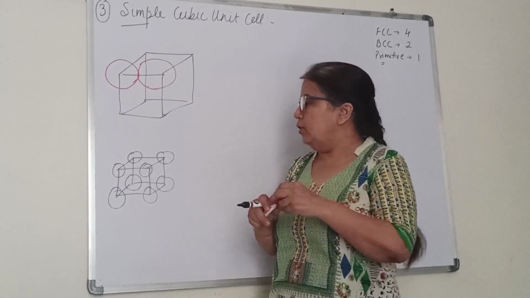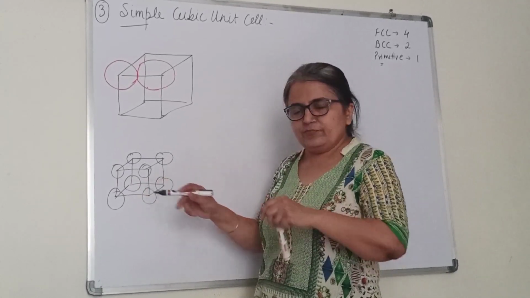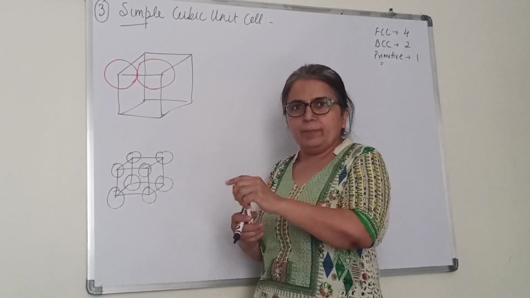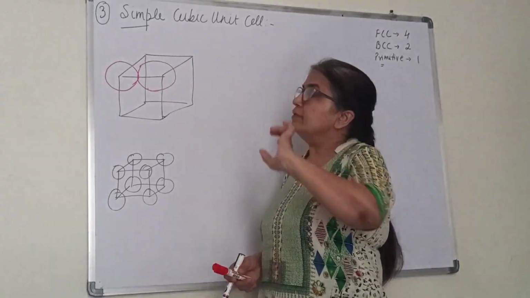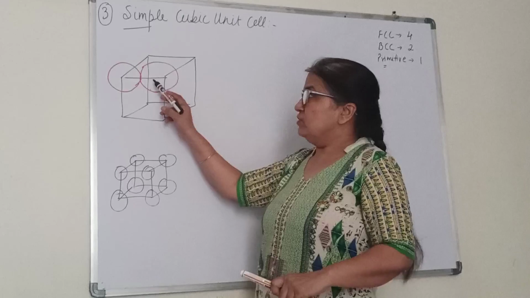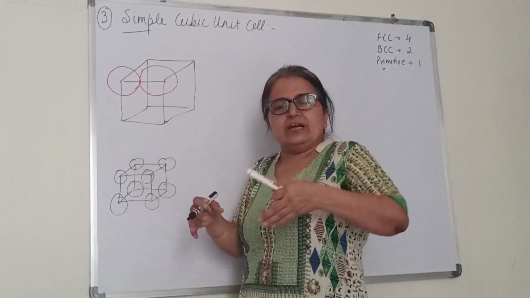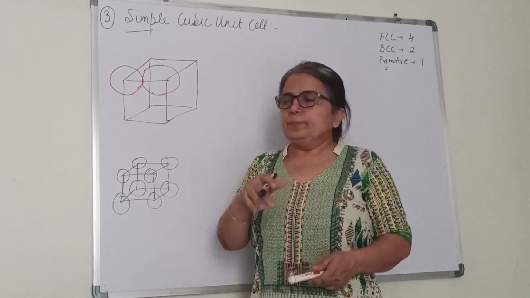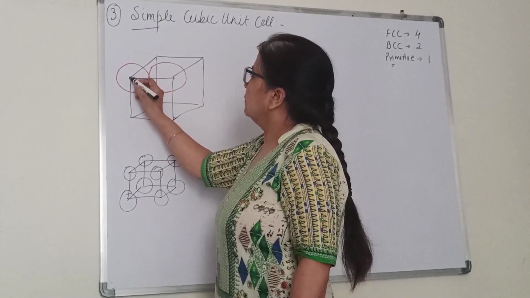Actually, if I hold 4 cubes like this in the form of a square, another 4 on the top, you will get something like a simple unit cell. So basically these corner ones are all touching each other. There is nothing in the center. So what is this now?